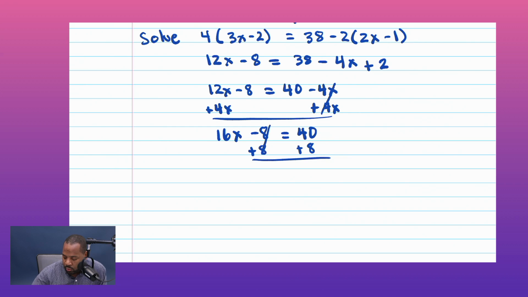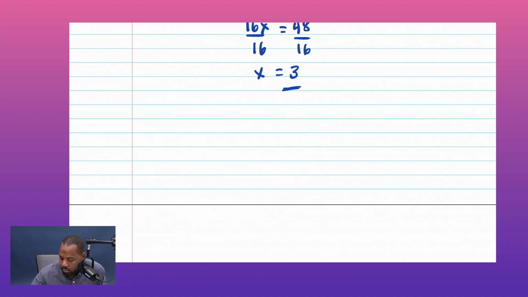All right, those cancel out. So I have 16x is equal to 48. Divide by 16, x is 3. Okay. And so we can always go back and check our work. To check our work, we'll take our solution 3 and we'll plug it into the original equation. So let's check this one.